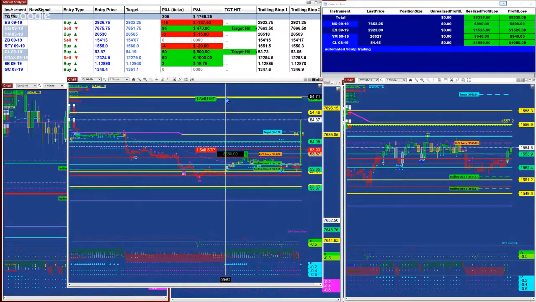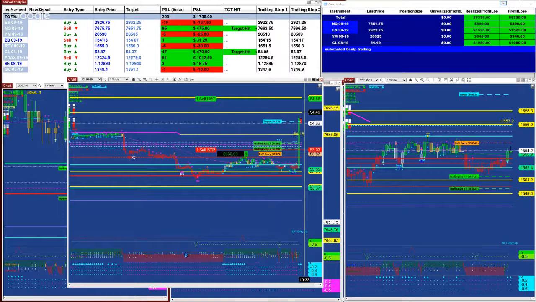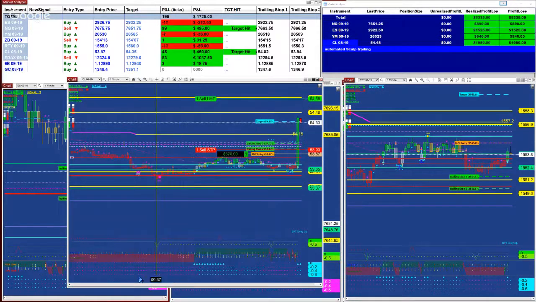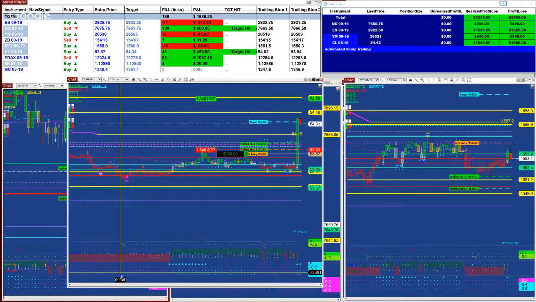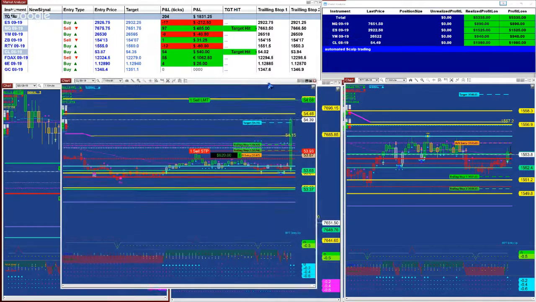$1,000 trade. Anyone did? $1,000 trade. And look, it's coming right to the target. And it's over. We took one out and we left one in.